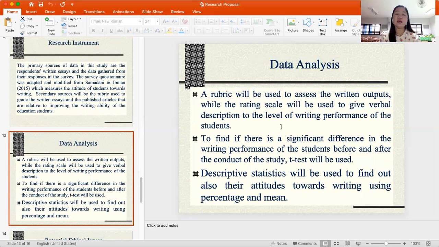Now for the data analysis, a rubric will be used to assess the written outputs, while the rating scale will be used to give verbal description to the level of writing performance of the students. Now to find if there is a significant difference in the writing performance of the students before and after the conduct of the study, t-tests will be used. For the descriptive statistics, I will use it to find out also their attitudes towards writing using percentage and mean.